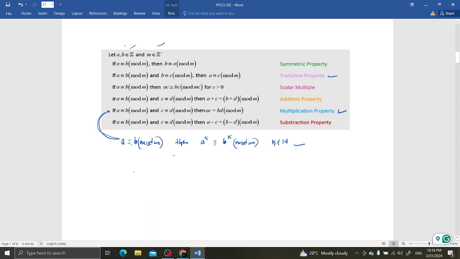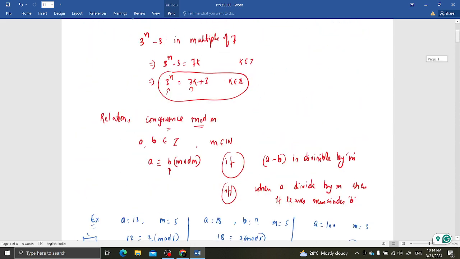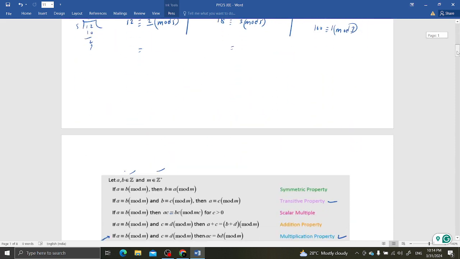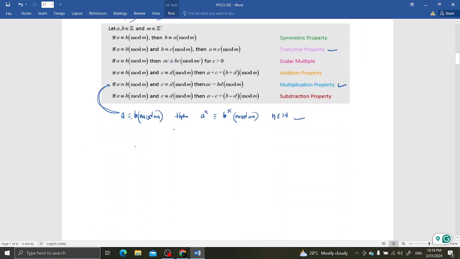Now I'll start the question. Here they are saying that 3 raised to the power n is divisible by 7, and we need to discuss the powers of 3, with the restriction that n is greater than or equal to 10 and less than or equal to 100. This is the range of n. Now I'll start. M value is 7 and A value is 3. 3 is congruent to 3 mod 7, obviously.